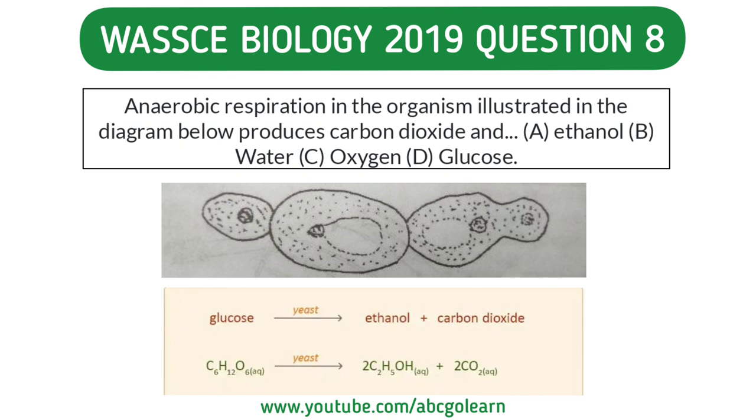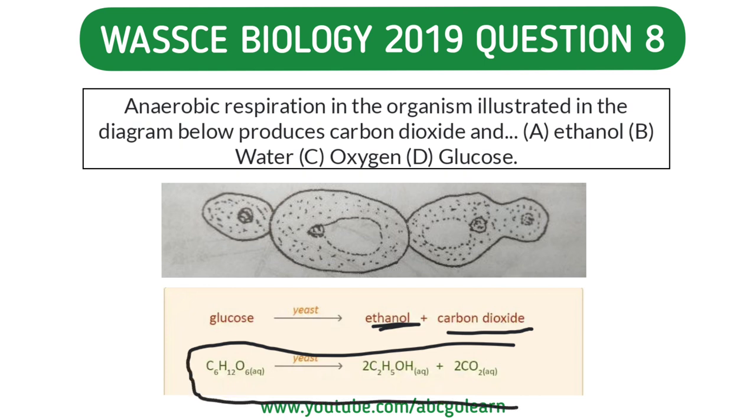Fermentation is a process in which glucose is broken down without oxygen. As you can see right here, the glucose is broken down by yeast, the enzyme zymase, into ethanol plus carbon dioxide. So this is the formula. Please note this. So the answer here is carbon dioxide and ethanol.